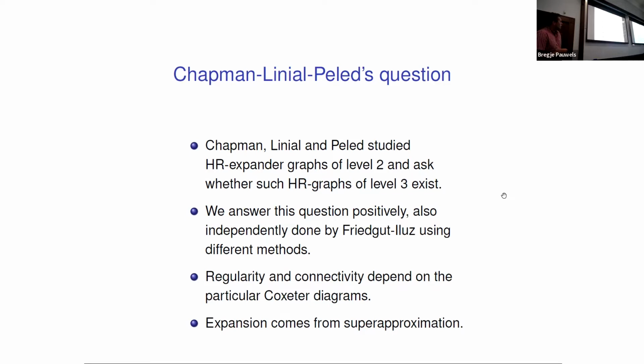Regularity and connectivity depend on the particular Coxeter diagrams. So it's very hard to write a general theorem to get these numbers. You actually have to sit down and look at the diagrams in detail to get the numbers. Expansion is going to come from superapproximation. So I'm going to sweep this under the rug. This is a big hammer that we use in the end. Very complicated mathematics that will guarantee us the expansion, but we use it as a black box.